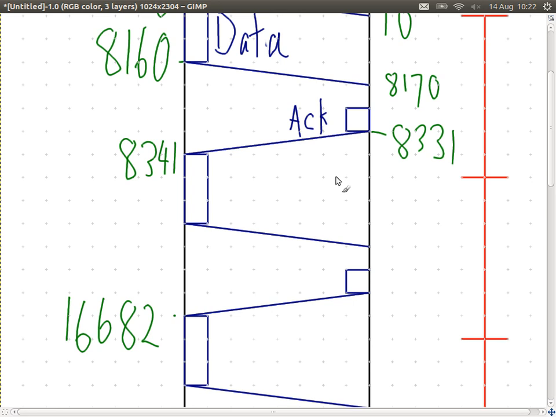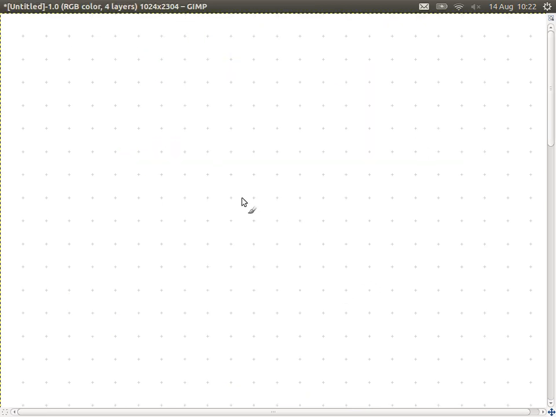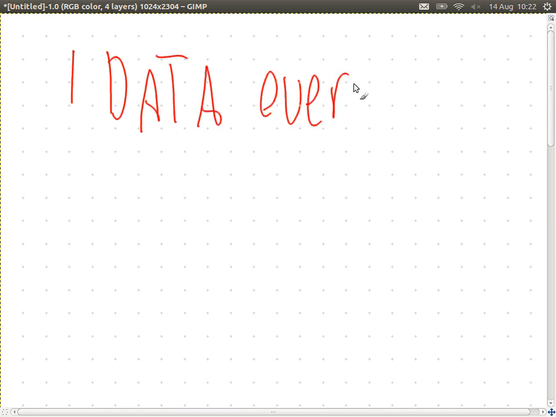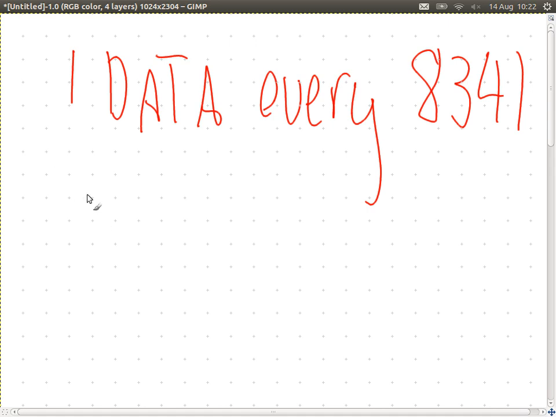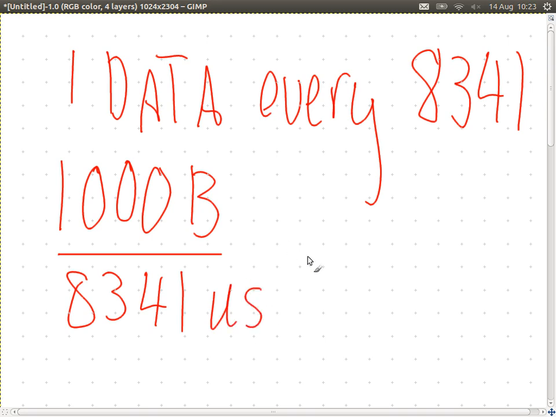We're almost out of time, but let's finish this. The end result for our throughput. If we're receiving one data frame every, what have we got? 8341 microseconds. One data frame contains 1,000 bytes of real data plus 20 bytes of header. So we're receiving 1,000 bytes of real data every 8341 microseconds. That's the rate at which we receive real data, which is the throughput by definition.